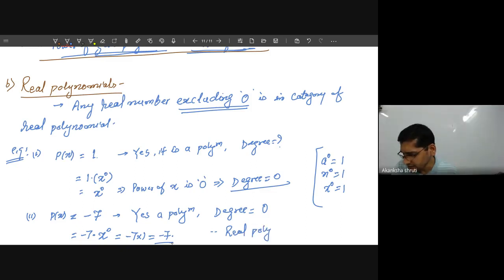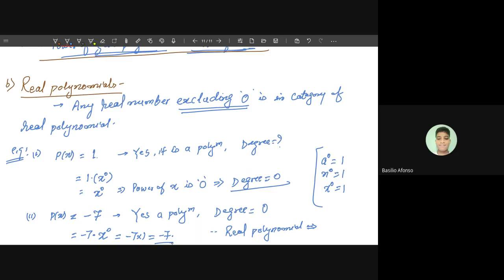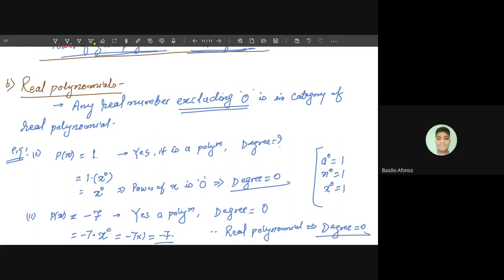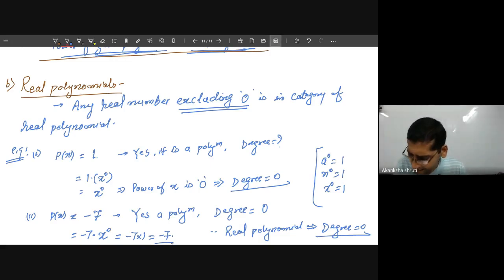So the important identification of a real polynomial is that it could be any real number and the degree is always 0. Students, write this: degree of a real polynomial is equal to 0. Yes, degree is 0 when the value is not 0. If P(x) is equal to 0, then it is a 0 polynomial, where the degree is not defined.